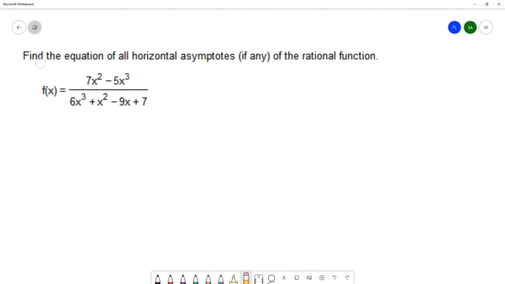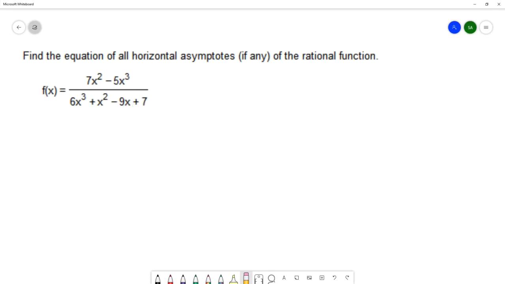On this example, we want to find the equation of the horizontal asymptotes, if any, of the rational function f of x equals 7x squared minus 5x cubed over 6x cubed plus x squared minus 9x plus 7.